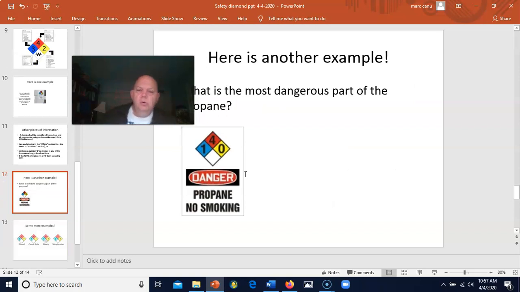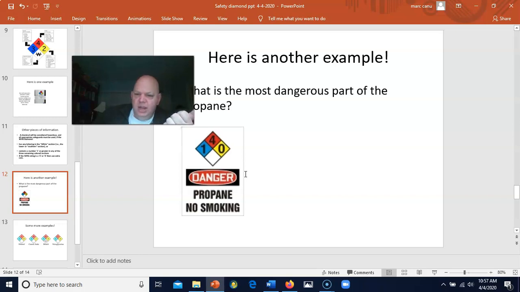So here's another example. This is propane. What is the most dangerous part of the propane? Well, that's kind of a no-brainer. You notice that you're going from 0 to 4. 4 is the greatest risk. Where's the greatest risk with the propane?